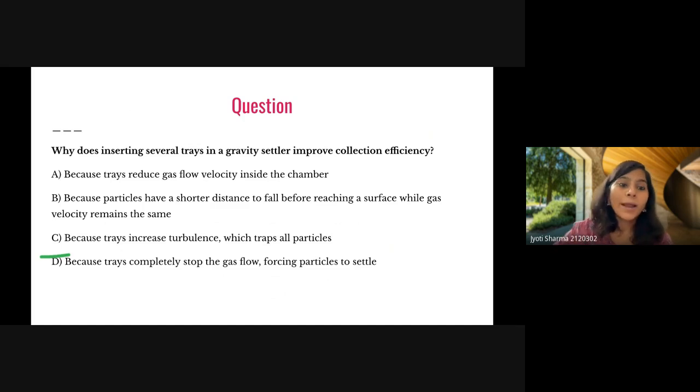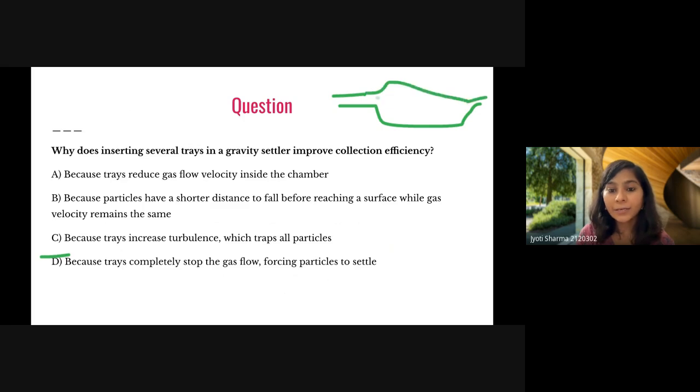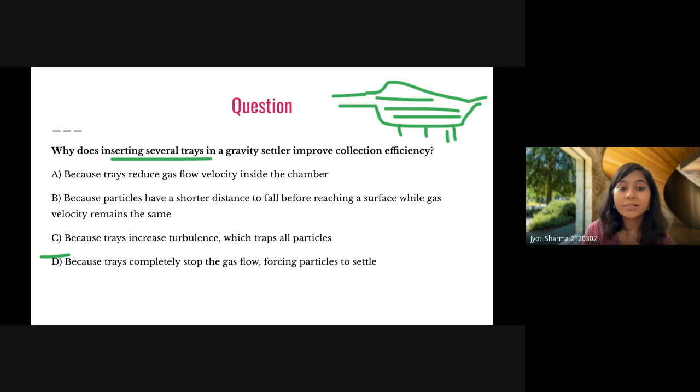Okay. Why does inserting several trays in the gravity settler improve collection efficiency? As I told you initially, it is just like this one. But what if we have some trays in our collector, the gravity settler? Then why are we inserting several trays in the gravity settler?